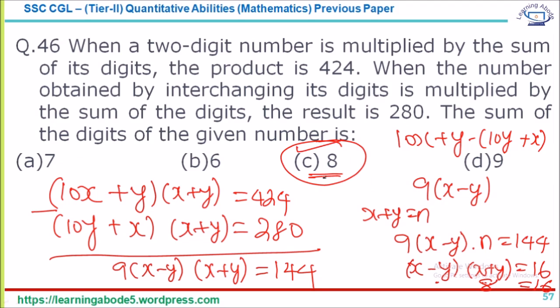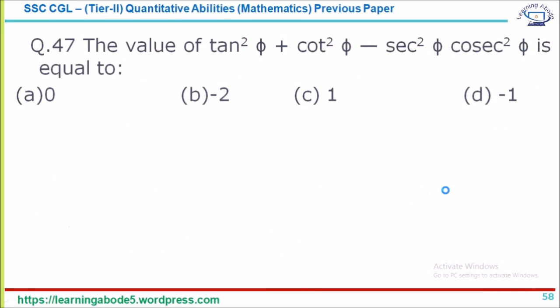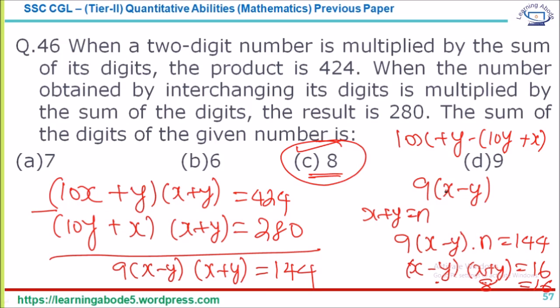The advantage of this method is that whatever I've written here, you don't actually have to write. The moment you look at it, you know that 9 into x minus y into n is 144, so n into x minus y is 16. And n is the sum of the digits, so you know the answer is 8 for that question. If you go for any other method, it's going to take a lot of time and you're going to waste your time here. So it is better to do it as quickly as possible.